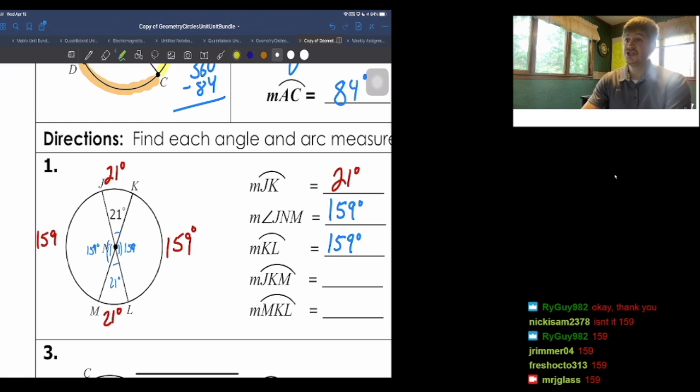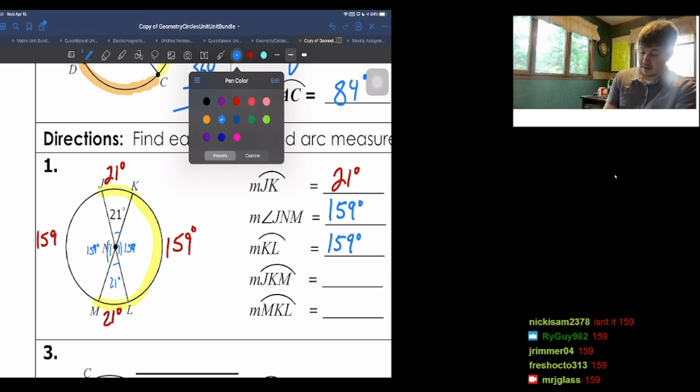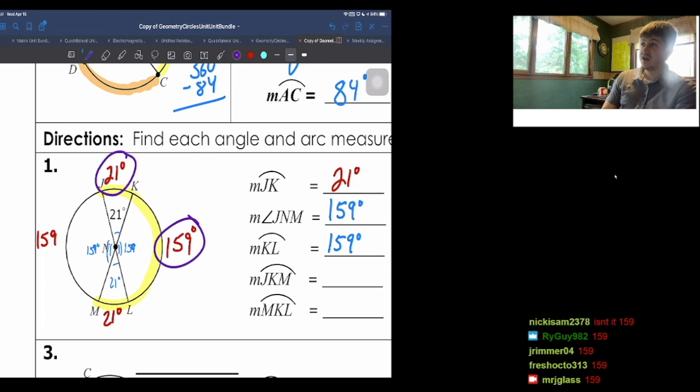Then it says arc JKM. Now, 3 letters could be a minor arc. Just make sure that you highlight in this order. So JKM: JK, and then it goes all the way to M. Ignore the L because it doesn't have anything to do with L. You'll notice I've highlighted 3 arcs that I know, so we just need to add them up. Even though I don't have this number written down, that is fine. 21 plus 159 plus 21. Well, the 21 and 159 is 180, so 180 plus 21 should be 201.